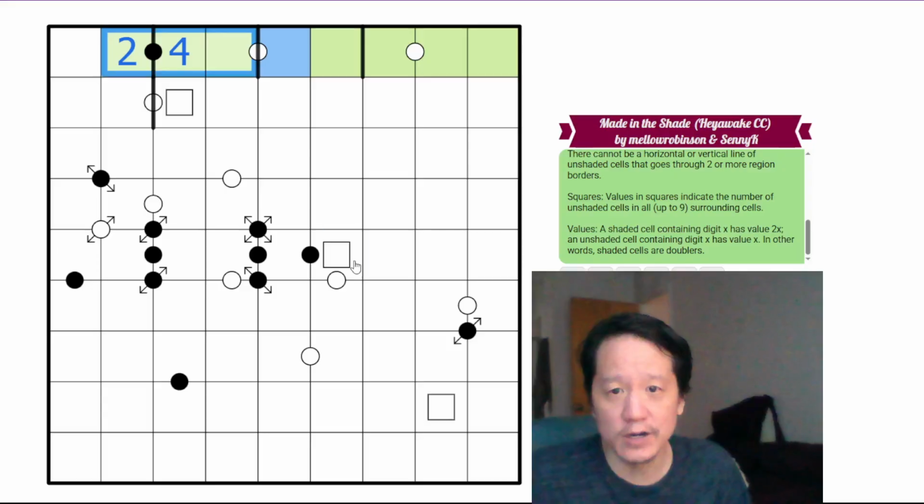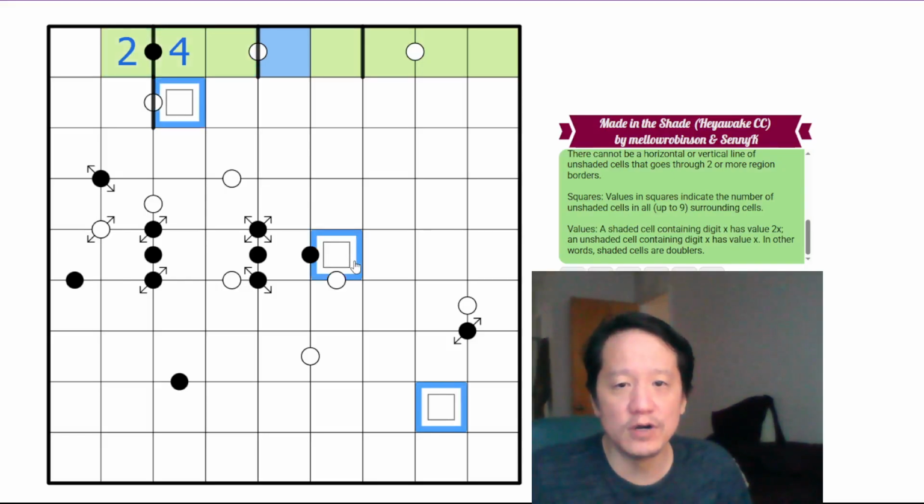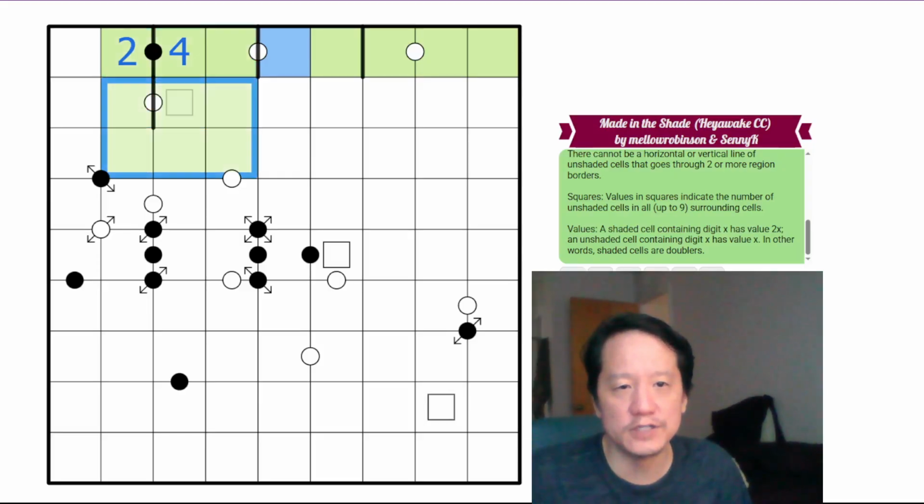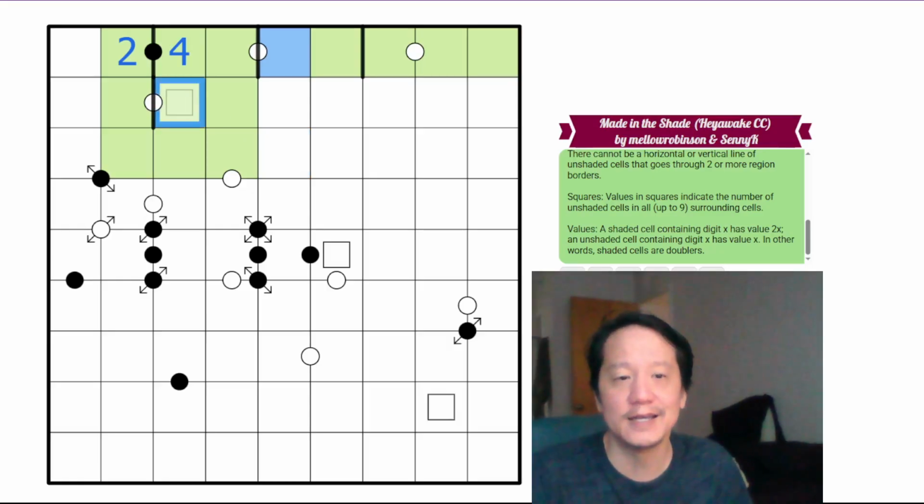We have squares where values in squares indicate the number of unshaded cells in all up to 9 surrounding cells. So say actually these were all unshaded, then this would be a 9.